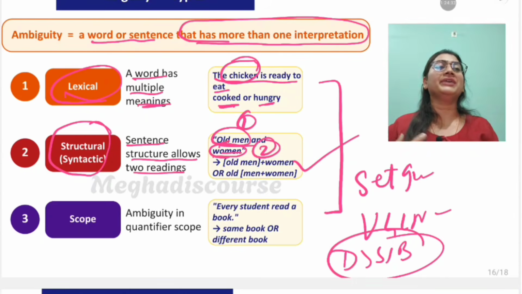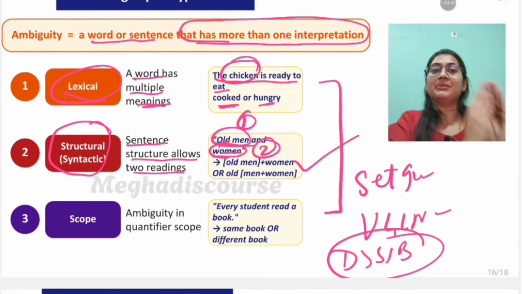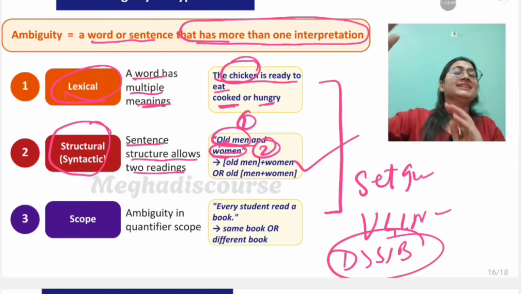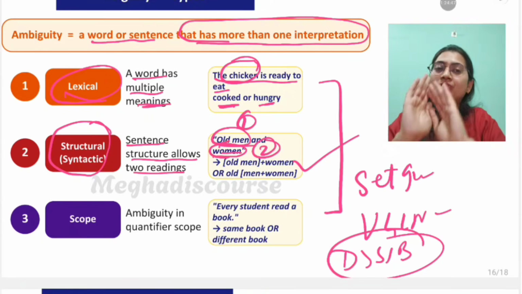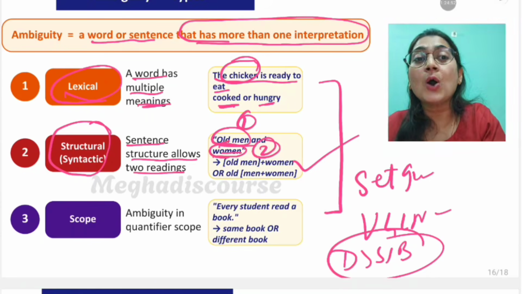Or like if I'm saying, I saw a man with telescope. So it has two meanings. I saw a man. Okay. I saw a man with telescope. That is another meaning: I saw a man who has a telescope, or I saw with telescope a man. So I have two different meanings of this single sentence. That is structural basis.